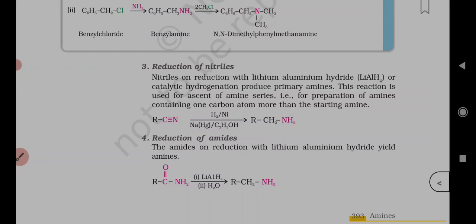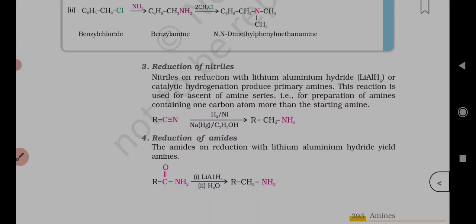Hofmann bromamide degradation reaction, that is HBD reaction. So Hofmann developed a method for the preparation of primary amines by treating an amide with bromine, in an aqueous or ethanolic solution of sodium hydroxide.